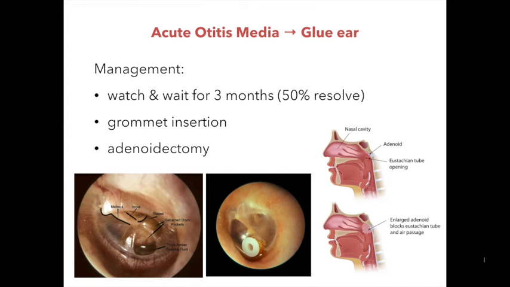How do we manage it? 50% resolve spontaneously, but grommet insertion is quite a popular choice of management, as is adenoidectomy. And you can see why in this lovely diagram here. Adenoidectomy helps because it just clears up the opening of the ET tube.